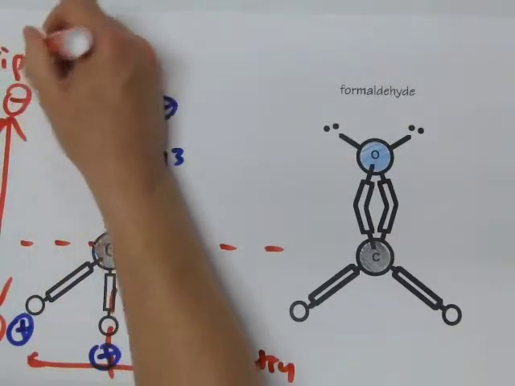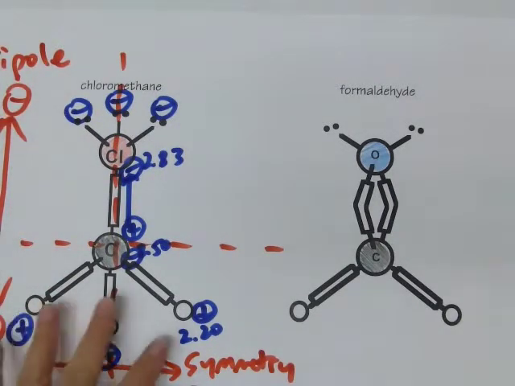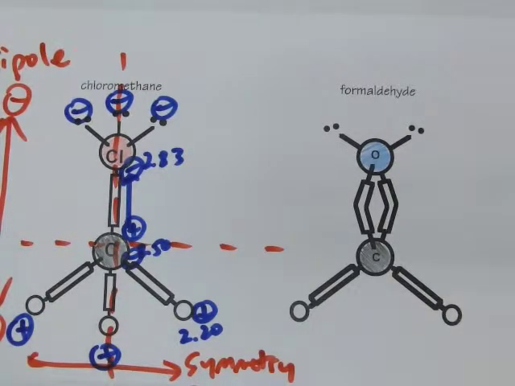A molecule that has a dipole has some degree of polarity. And that charged sidedness gives this molecule properties that are different from other molecules that don't have that property of polarity.